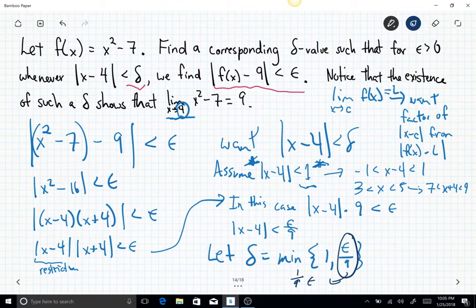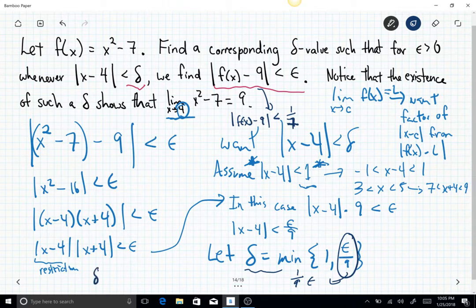Assume, instead of here, we'll go absolute value of f of x minus 9 is less than, say, 1/7. Well, I know immediately that delta equals the min of these two. So in terms of our delta corresponding to that, epsilon equals 1/7. Delta equals the minimum of 1 and 1/7 over 9. Well, that's just 1 over 63. So delta has to equal 1 over 63, and that'll do the trick.